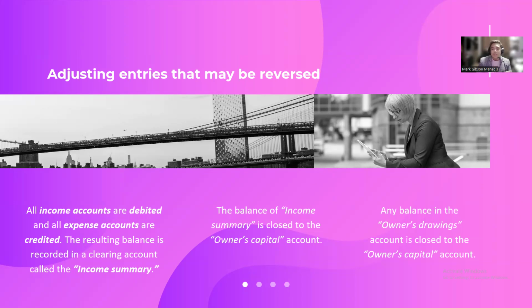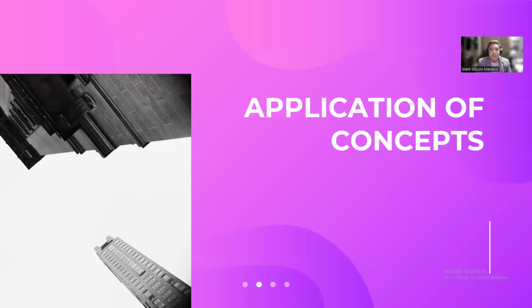The balance of income summary is then closed to the owner's capital account, which is obviously part of your balance sheet. And then any balance in the owner's drawing account is also closed to the owner's capital account. Again, part of your balance sheet, no? Basically in the equity side.